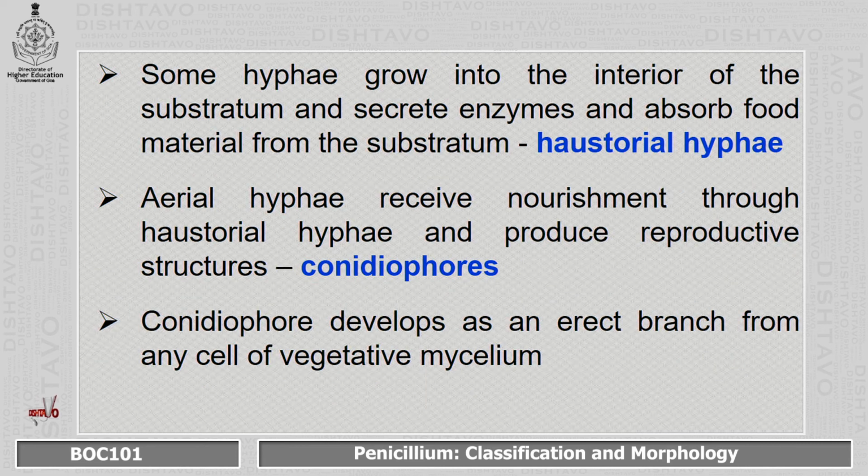Some hyphae grow into the interior of the substratum, they secrete enzymes and with the help of these enzymes, they absorb the food material from the substratum, and these hyphae are called haustorial hyphae. The aerial hyphae receive the nourishment through these haustorial hyphae and they produce the fruiting structures which are called conidiophores. The conidiophores develop as an erect branch from any cell of the vegetative mycelium.